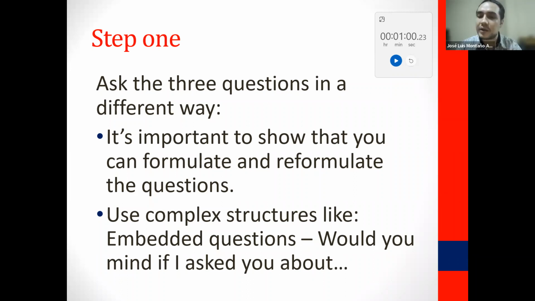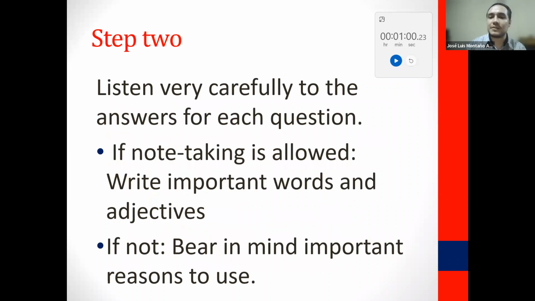Then use complex structures like embedded questions. That's pretty formal, but it's an example. So try to look for different ways to ask the same questions, I mean, the same content with different words. That is going to be very important.